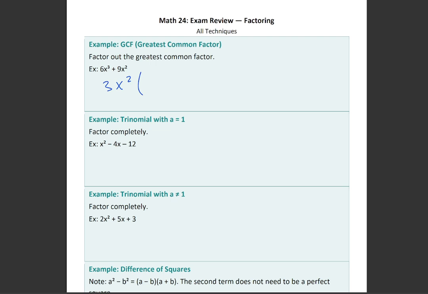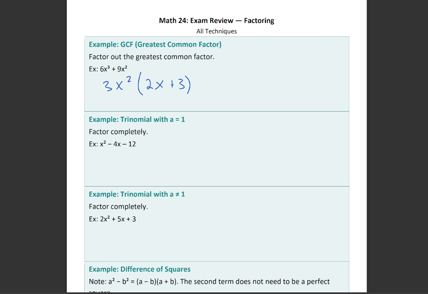Well, if I pull a 3x squared out of a 6x cubed, then I'm going to have 2x left over, because the 3 and the 2 multiply to make the 6, and x squared times x makes x cubed. Now if I look at 9x squared and I pull out 3x squared, I'm left with just plus 3. The x's are gone. I've pulled all of x squared to the front, and 9 divided by 3 leaves us with 3. So that's the fully factored form here.